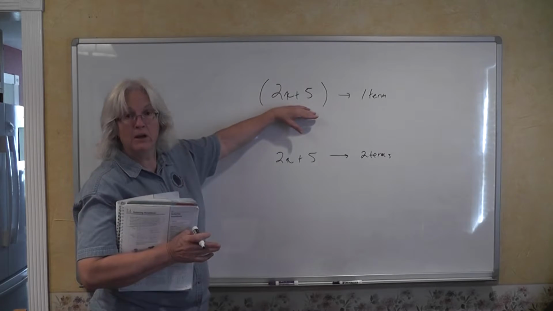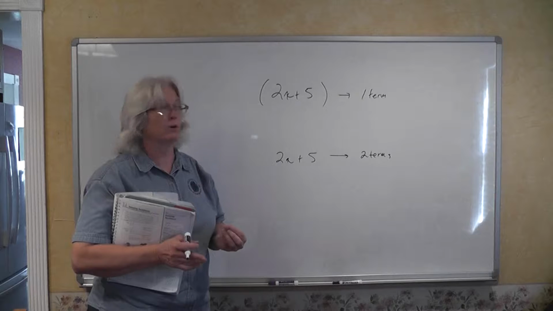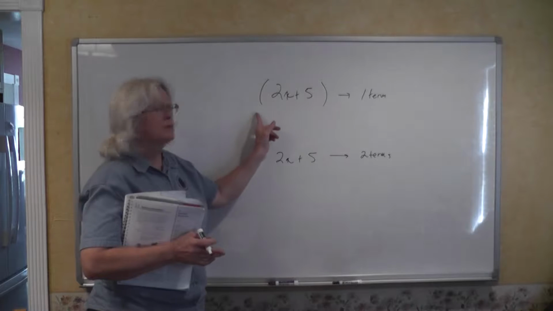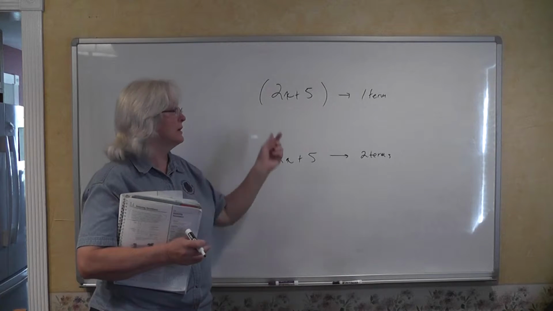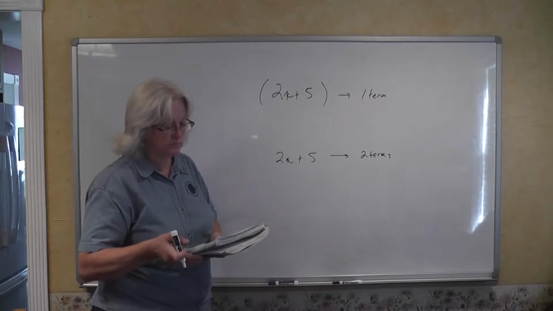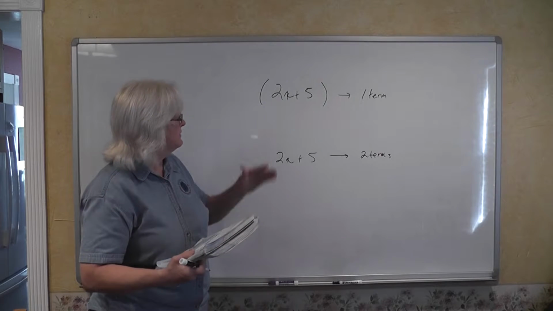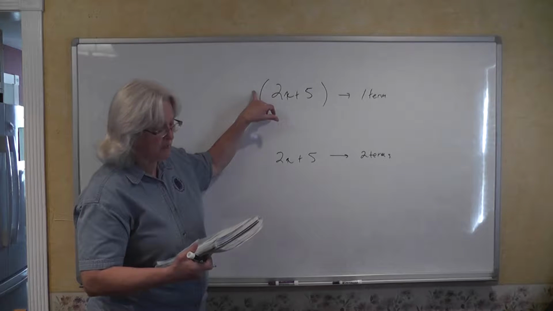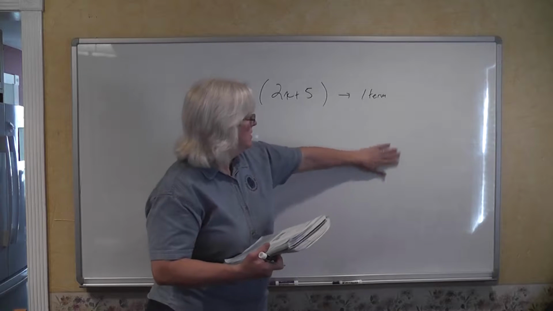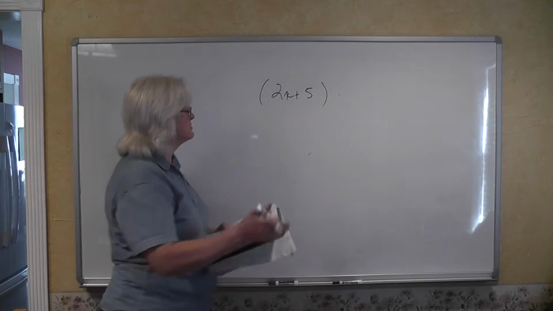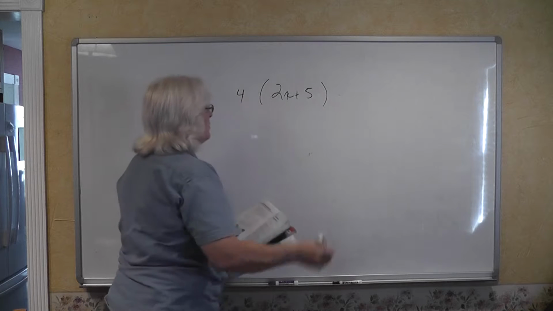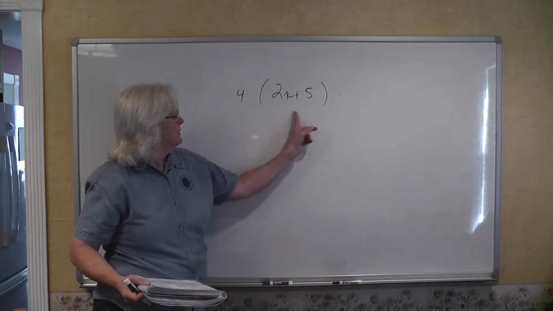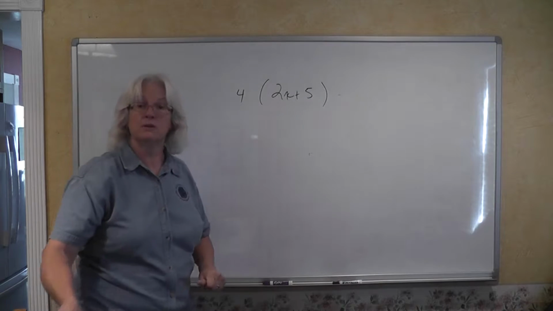So this is one term, and you've heard me use this terminology all year long. This is read the quantity 2x plus 5. When you get to your first parenthesis, you call that the quantity 2x plus 5. Okay. If a number comes before the parentheses indicating multiplication, you remove the parentheses by using the distributive property. So if we have 4 times the quantity 2x plus 5, we're going to remove them using the distributive property.